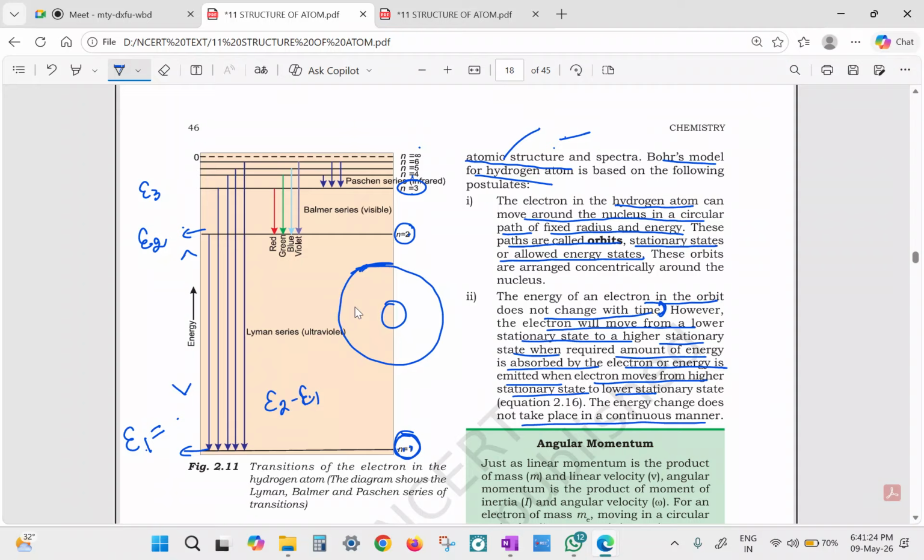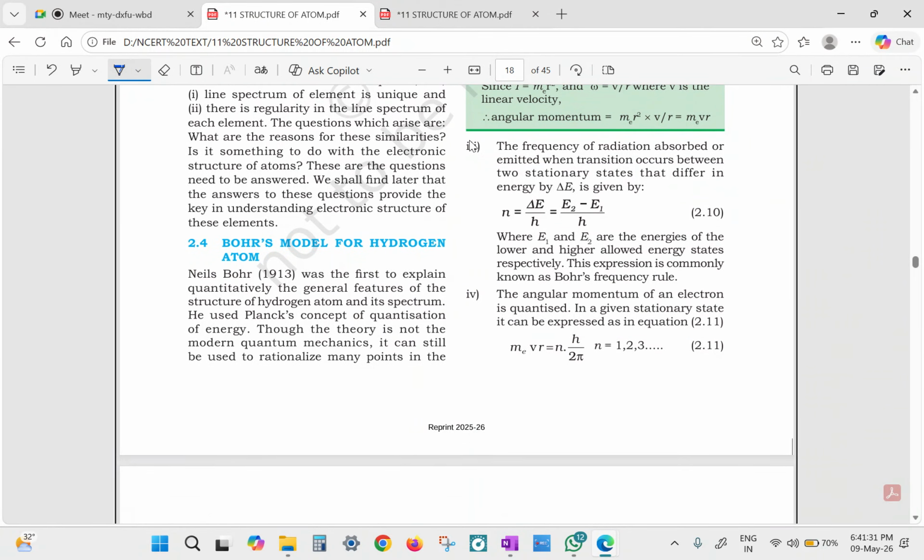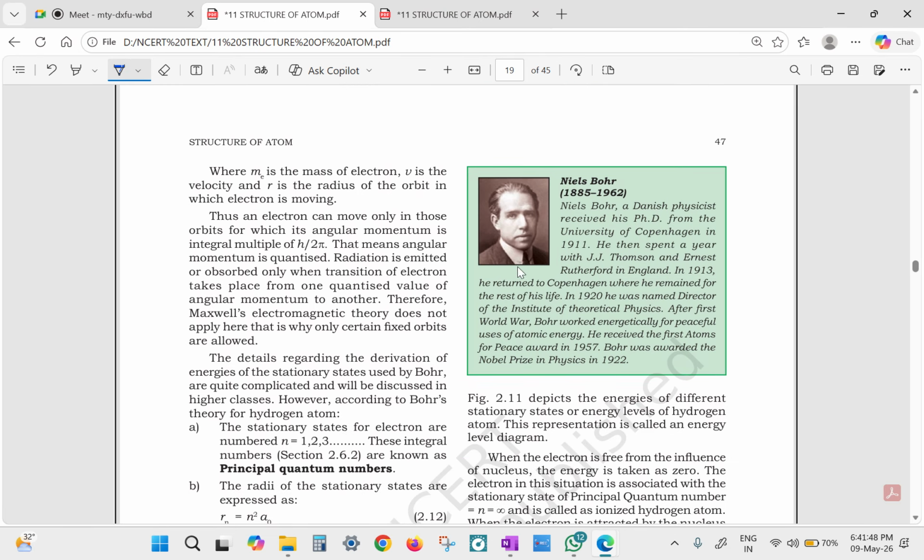Got it? If I'm repeating this, please let me know. Okay. Did we discuss these two? Angular momentum? Yes, I think. No? I did discuss, right? I did, na? Yes, ma'am. Yes, ma'am. Okay.